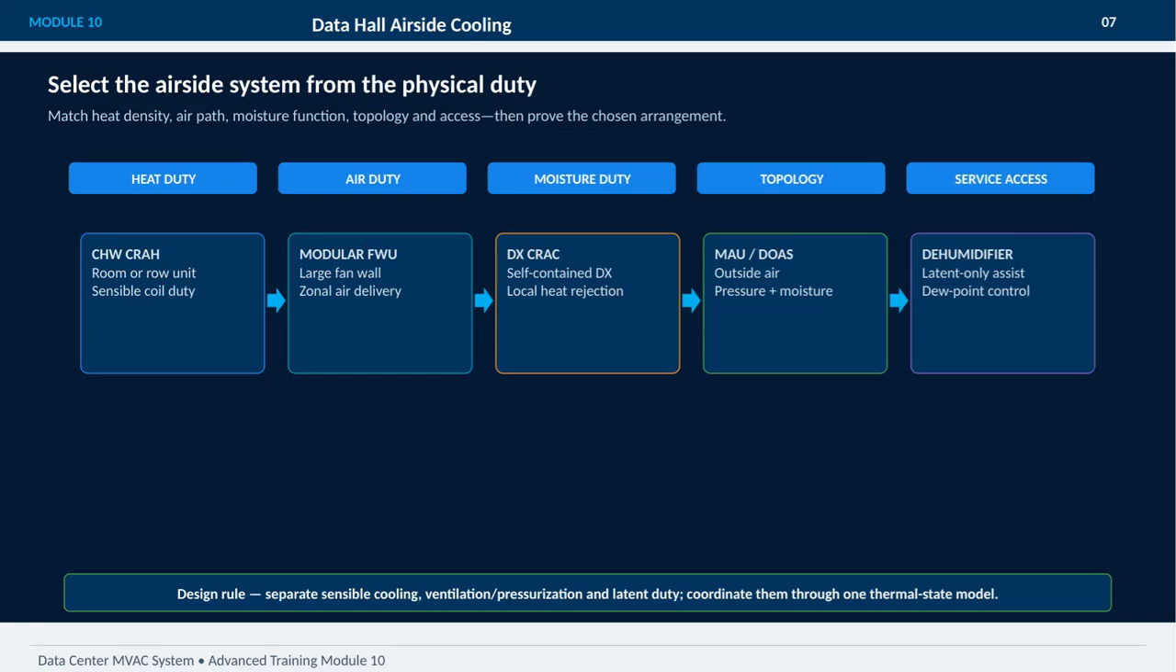Now, let's focus on selecting the appropriate airside cooling system for the data hall. The key is to start from the physical cooling duty, ensuring that the system matches the heat density, air path, moisture control, topology, and service access requirements.